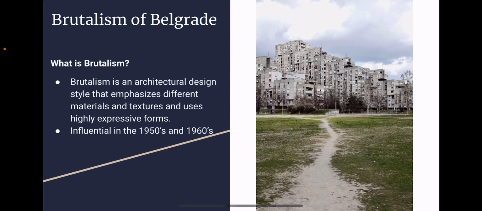So what is Brutalism? Brutalism is an architectural design style that emphasizes different materials and textures and uses highly expressive forms, and it took place during the 1950s and 60s.